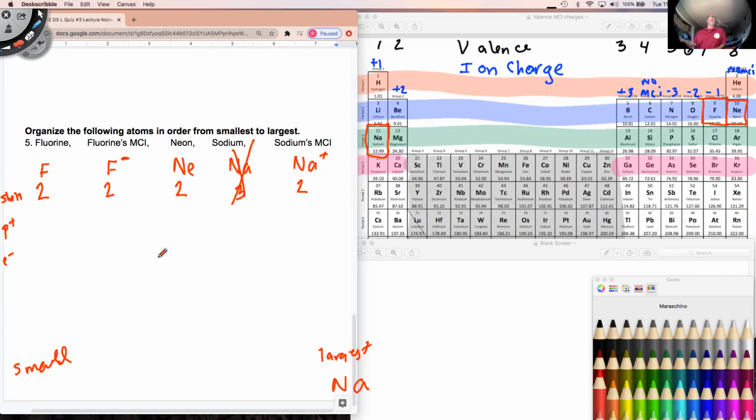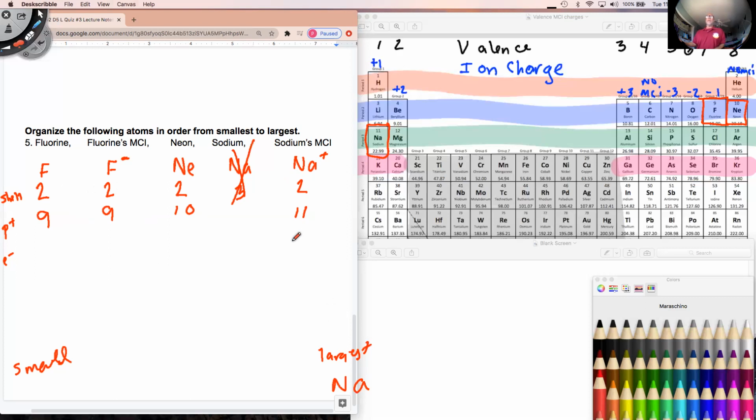Let's take a look at the number of protons. How many protons does fluorine have? 9. No matter what fluorine is, fluorine's always going to have 9 protons. Neon has 10 protons, and sodium has 11 protons. So, ladies and gentlemen, now we can take a quick look and analyze this. They're all on the second shell now, right? And all of them have 9 or 10 or 11 protons.